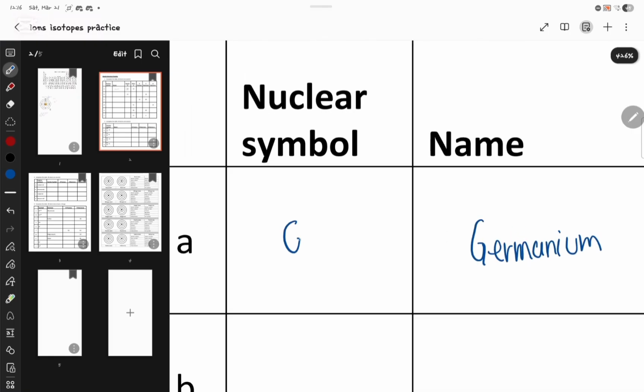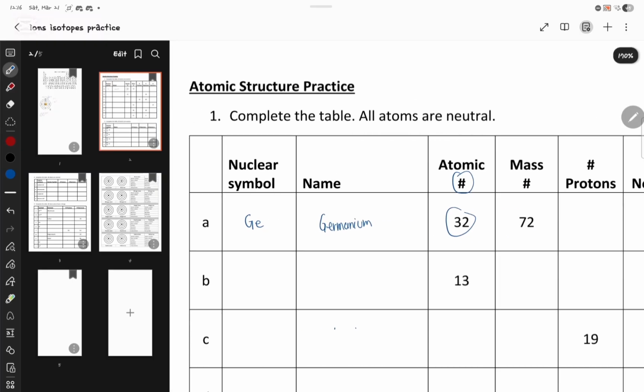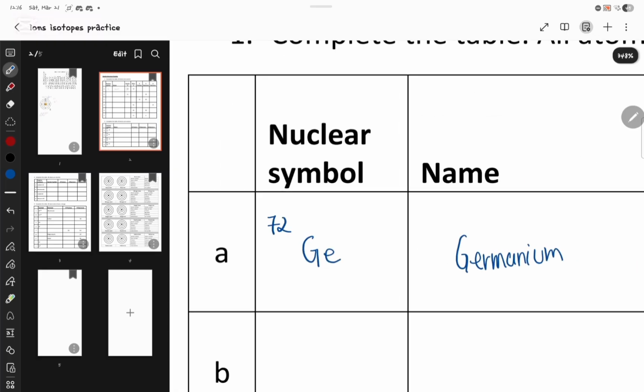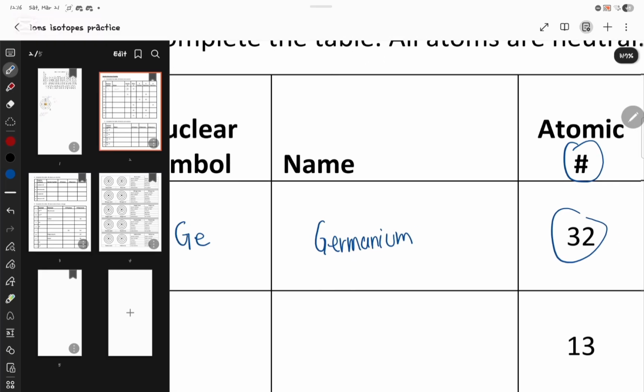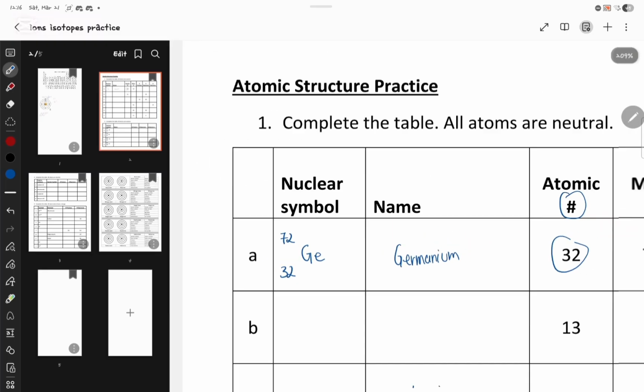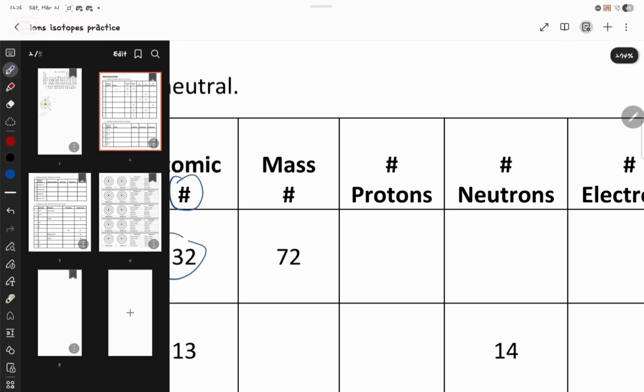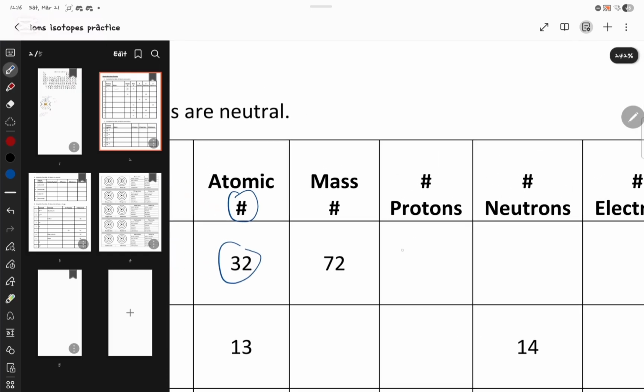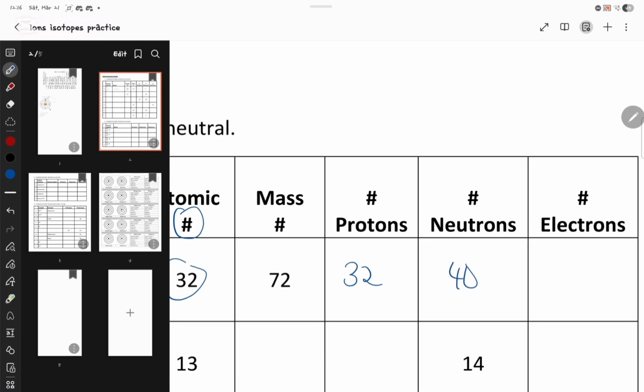Nuclear symbol. First step, you write the name of your atom, and then on the top left, you write your atomic mass, which is going to be 72, and then on the bottom left, you write your atomic number, which is going to be 32. So that is your nuclear symbol. Number of protons is the same as the atomic number, so it's 32. Neutrons is mass minus atomic number, which gives you 40. And electrons is the same as protons, which is 32.